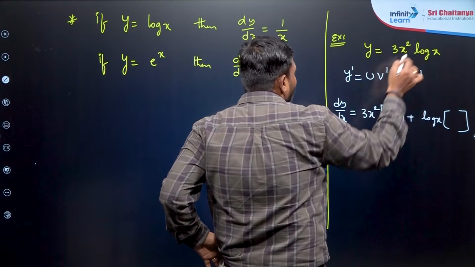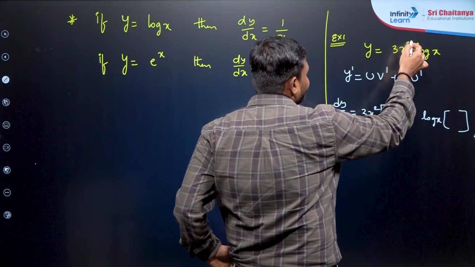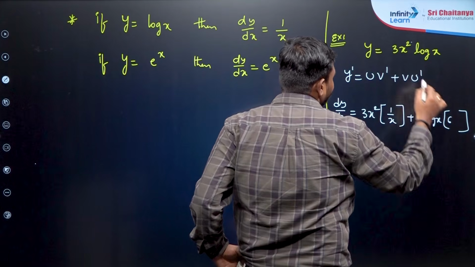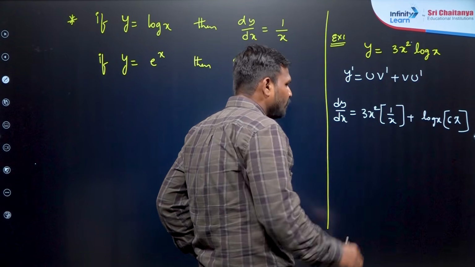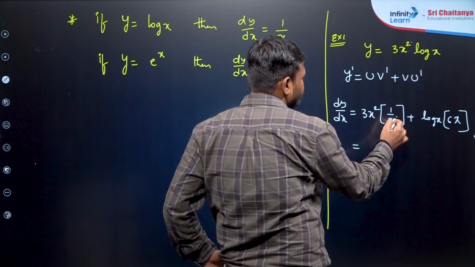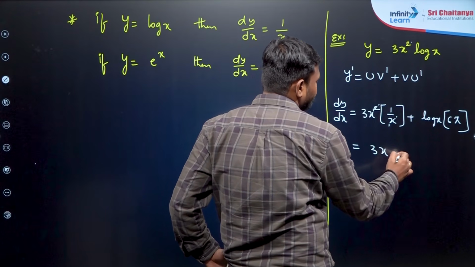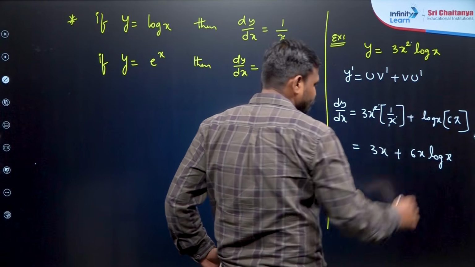What is the derivative of log x? I'll write 1 by x. What is the derivative of 3x square? Multiply the power, subtract 1 from the power. So the answer is becoming 3x plus 6x log x, like that.